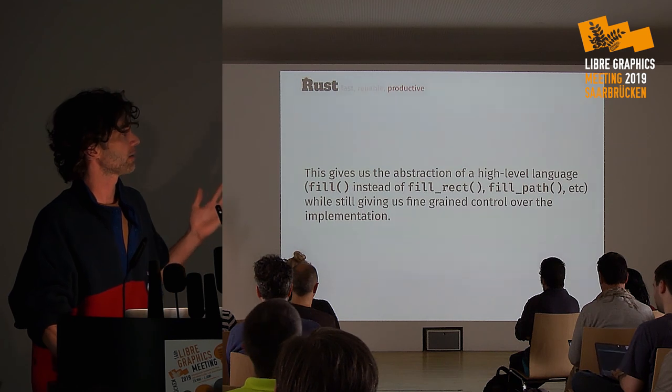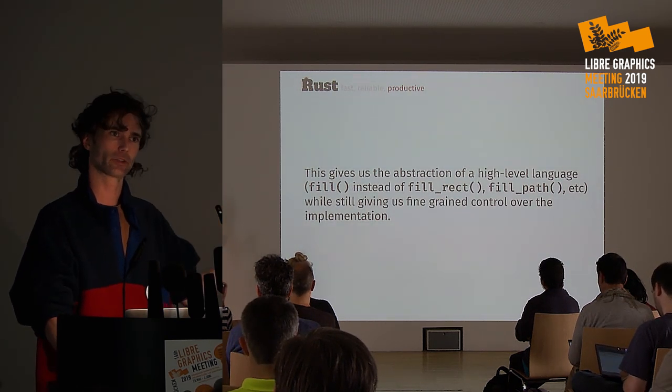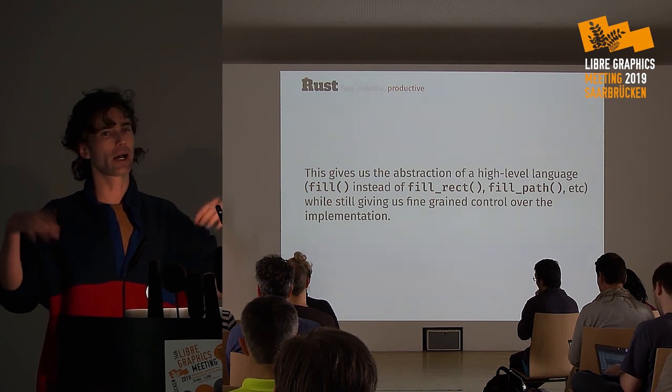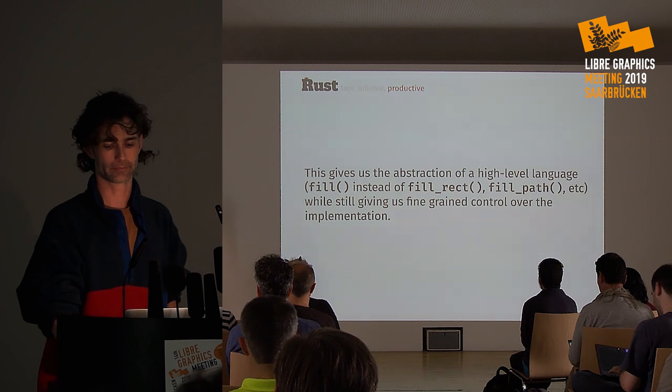So yeah, this is really the big takeaway: things like iterator and the trait system let us write these high-level feeling things that compile down to really fast, low-level C code.